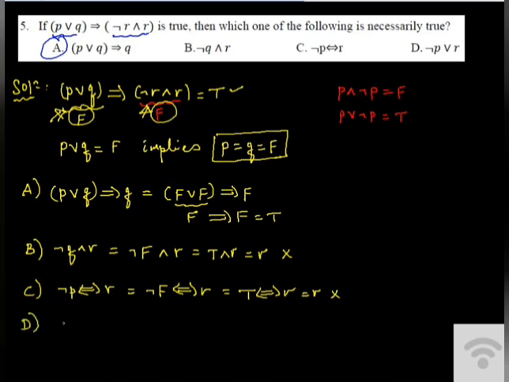In D, the negation of P or R means the negation of false or R, which is true or R. So true or R is true whatever R is. R can be true, R can be false, whatever the case, this is true. So here we could get A and D are the answer. By chance there are two answers for this problem.